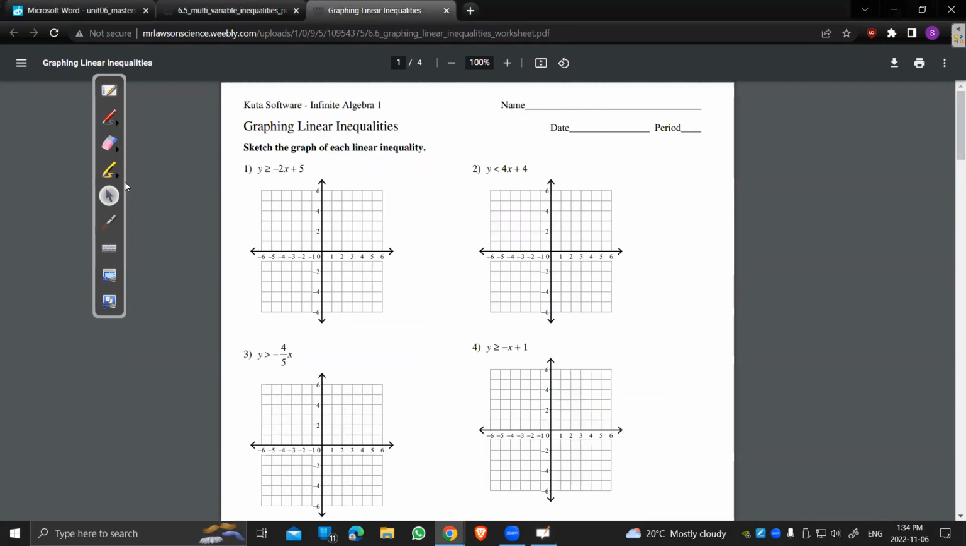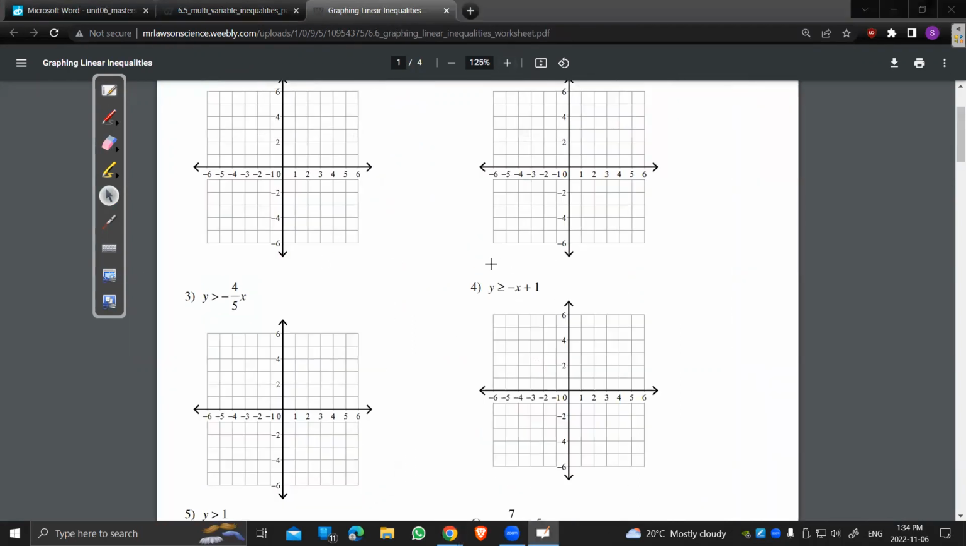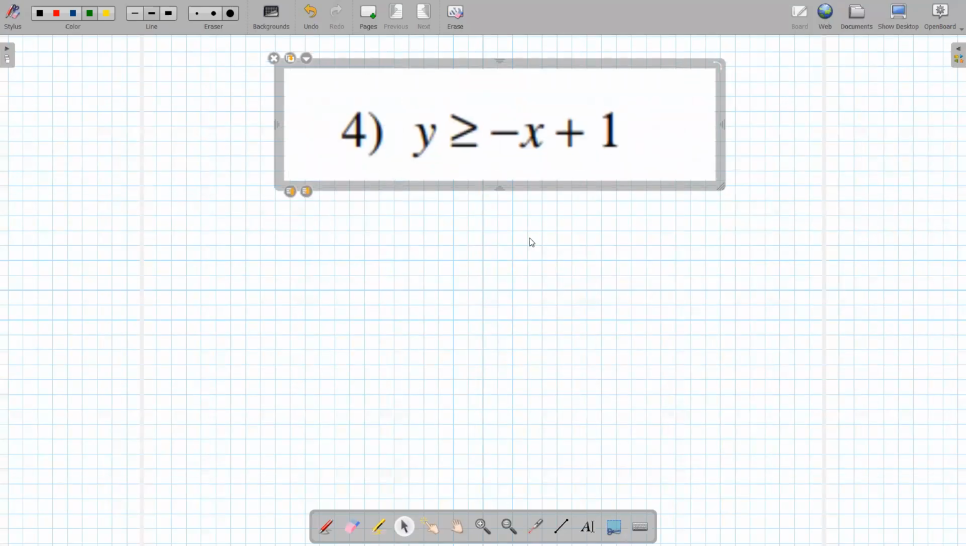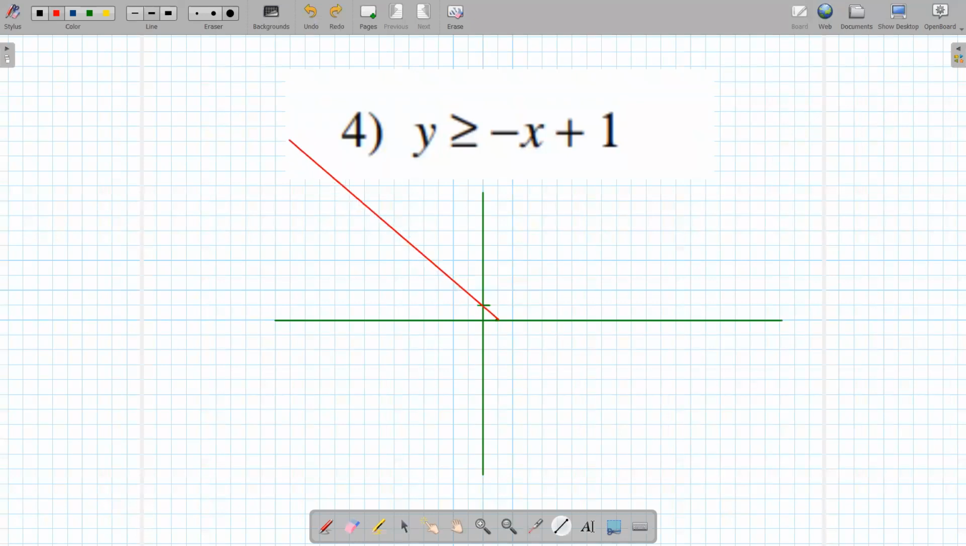Let's do one that's going to trip you, hopefully. y is greater than or equal to -1 plus x. Is it in the right form? Yes. So you're going to start at +1 and the slope is -1. So for every 1 unit you go across, you go 1 unit down. And now this is going to be your graph, right?